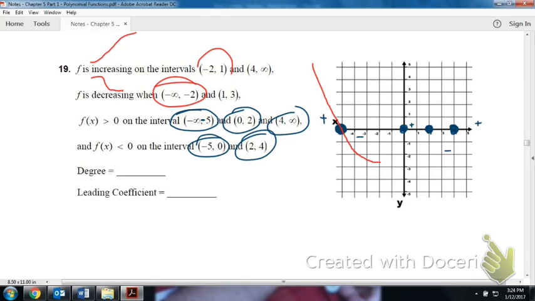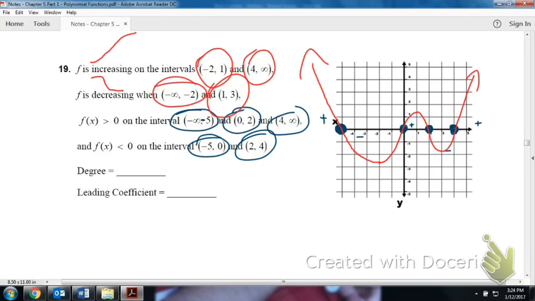From negative 2 to 1, we're increasing. So we're going to pick up where we left off. Negative 2 to 1. Then from 1 to 3, we're going down. It's like a little bit of a roller coaster. And from 4 to infinity, we're going back up.